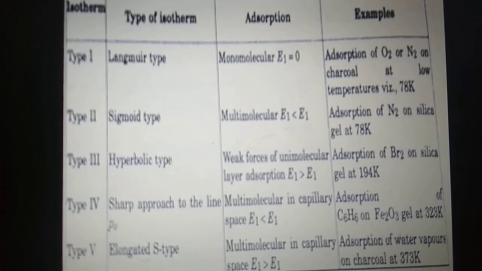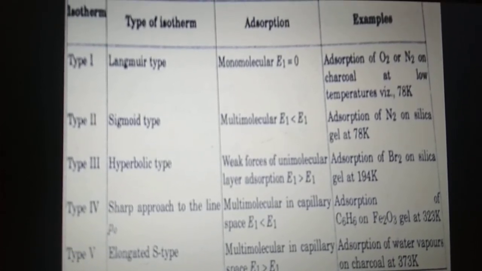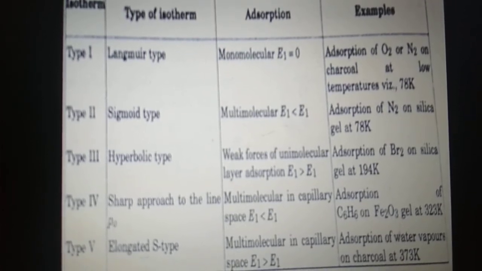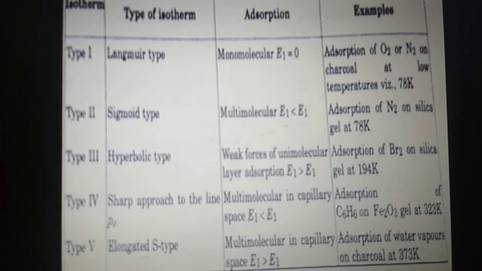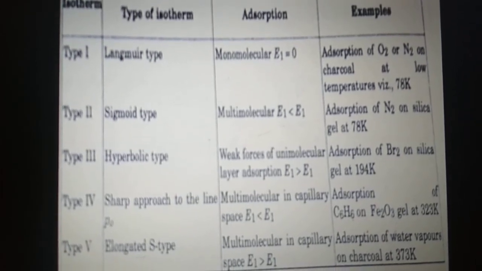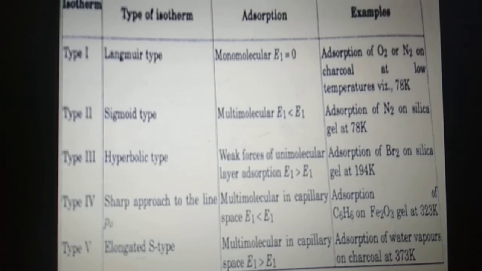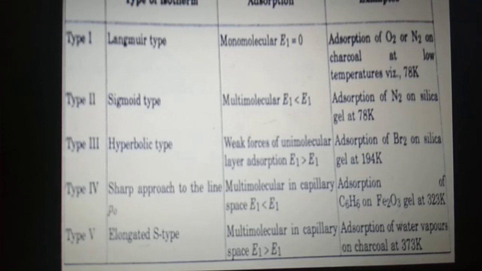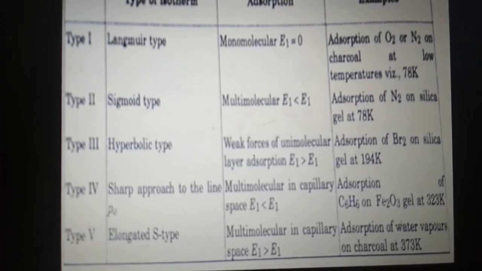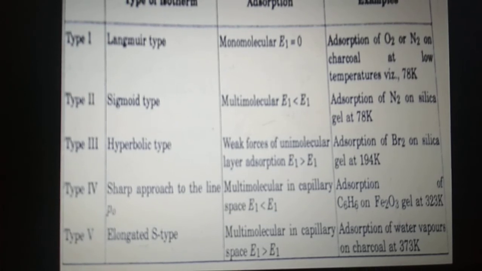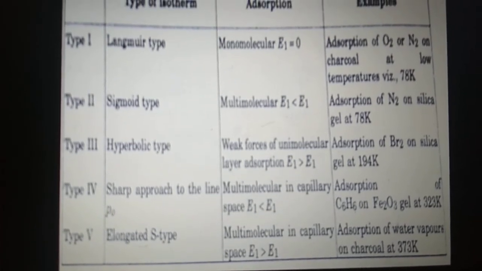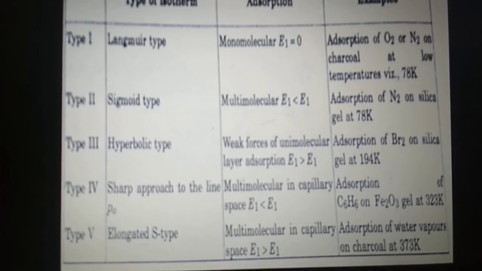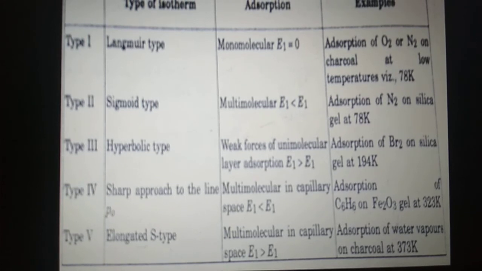This table shows that the first type of isotherm is the Langmuir isotherm, where monomolecular adsorption is there and E1 is equal to 0. An example of this isotherm is adsorption of oxygen and nitrogen on charcoal at low temperature, at 78 degrees Kelvin. The second type of adsorption isotherm is the sigmoid type.